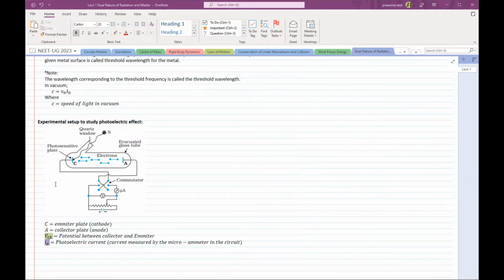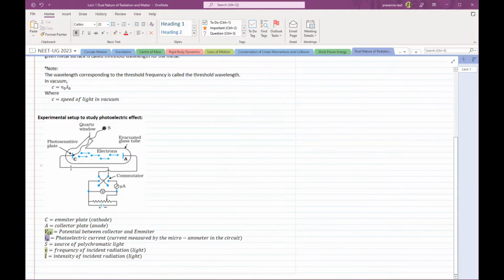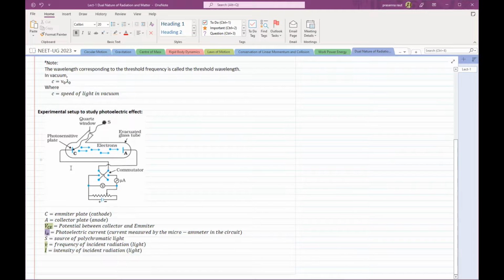S is the source of polychromatic light. The word polychromatic indicates that the light has all possible frequencies in this case, whereas monochromatic is with a single frequency. Nu is the frequency of incident radiation, and I is the intensity of incident radiation or light. Out of these things, photoelectric current is the only thing that we are going to observe.